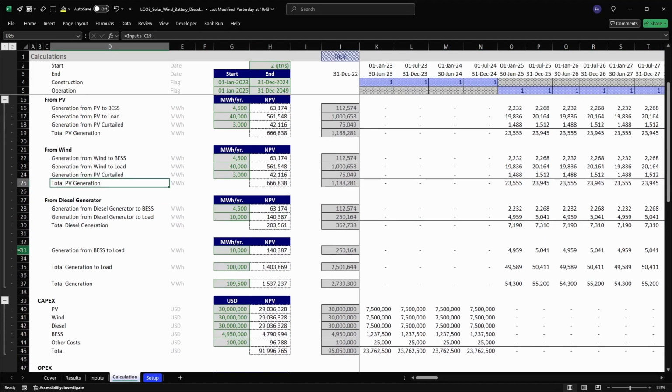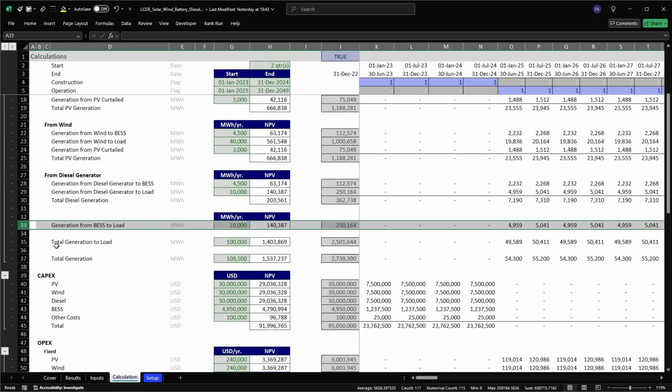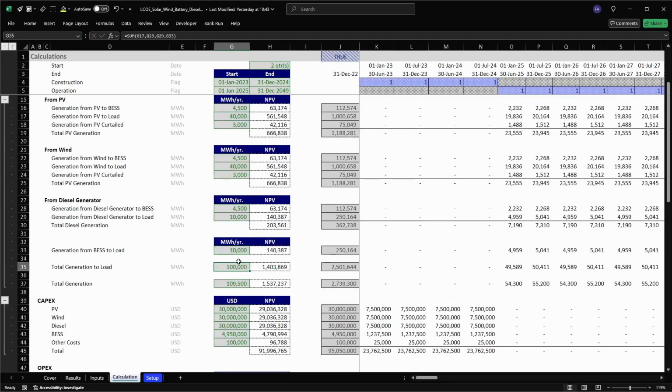Okay, then I calculate here how much generation goes from the battery to the load. And actually I don't calculate it, we bring the values for the generation from the battery to the load. And then here I calculate the total generation, which is just adding all these numbers together. All right, so this is the total generation to load.